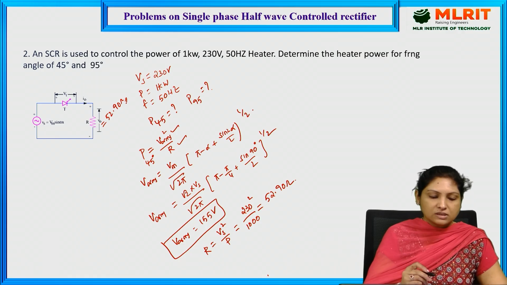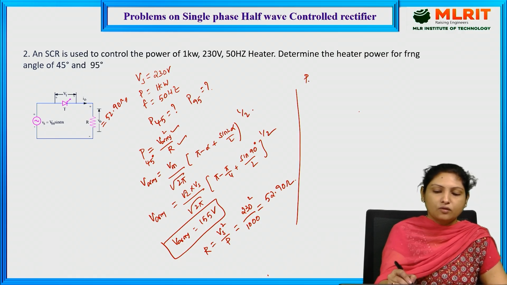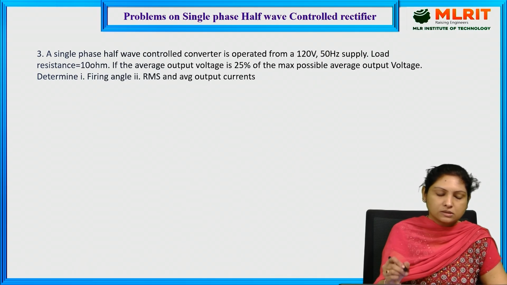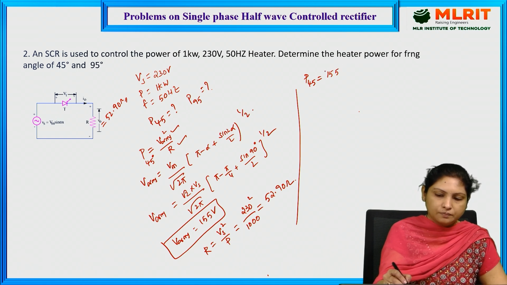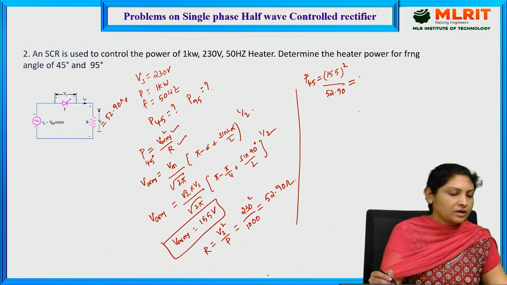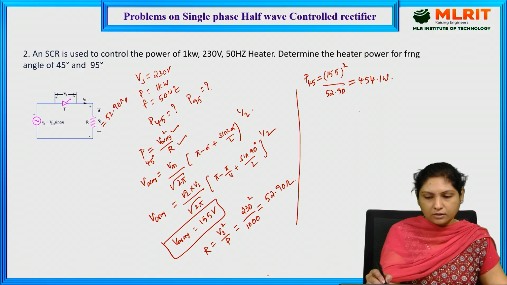Since we have got both, power at 45 degrees is equal to V0 RMS square, 155 square, divided by the resistance value, 52.90 ohm. If we resolve this, we get power at 45 degrees is equal to 454.1 watt.